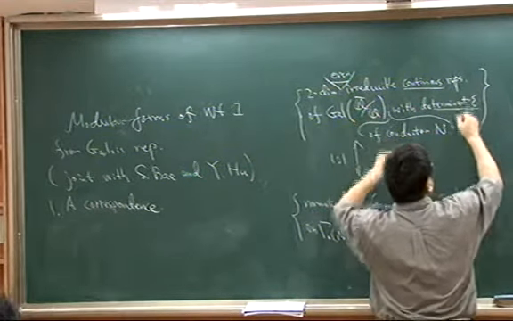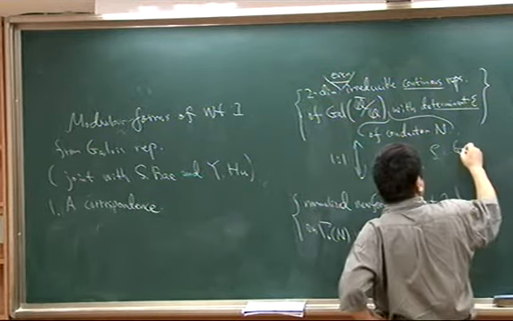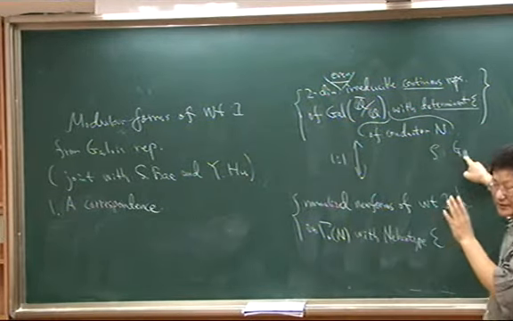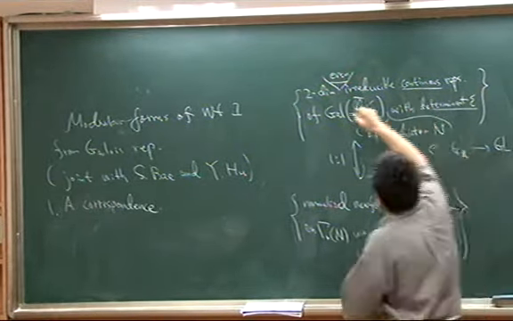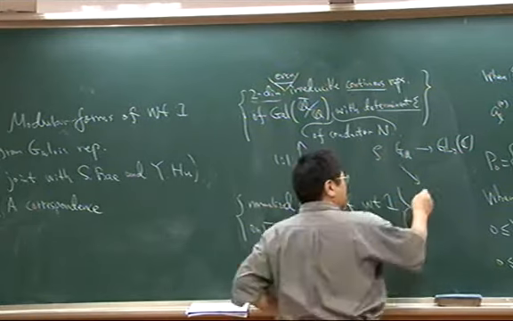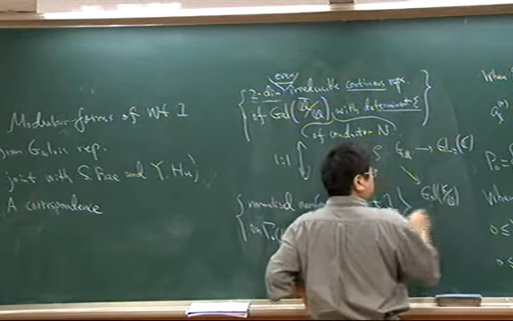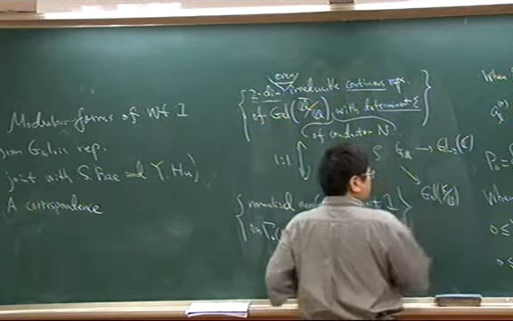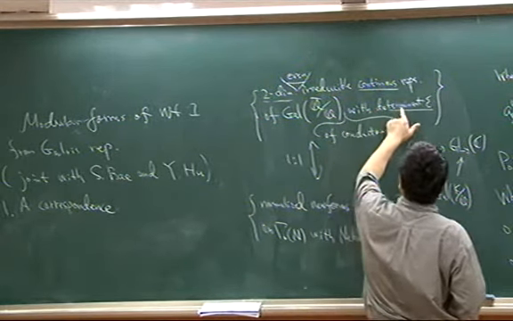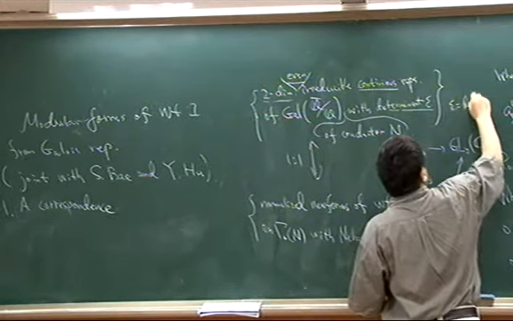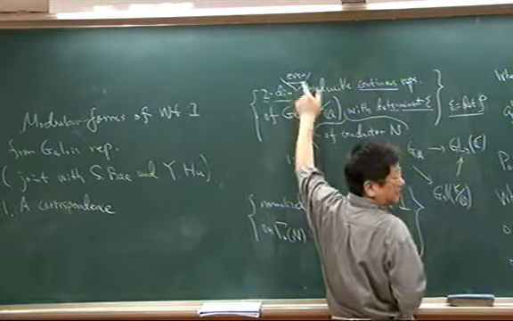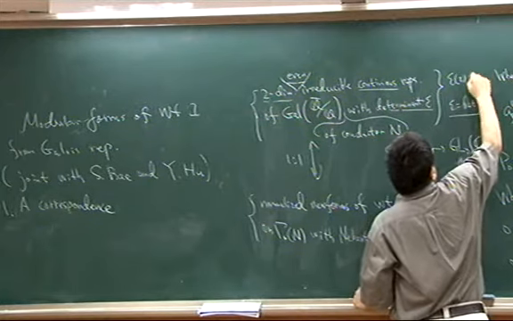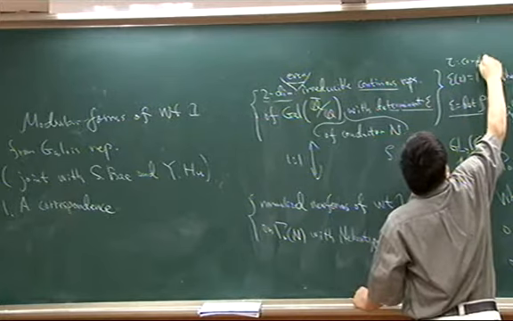Here, for example, there is a representation of G_Q, which is the absolute Galois group of Q, two-dimensional over C. This continuous means that it factors through some finite quotient. The determinant of the image is the determinant of the representation. Even means that the determinant of tau is equal to one, and tau is a complex conjugate.